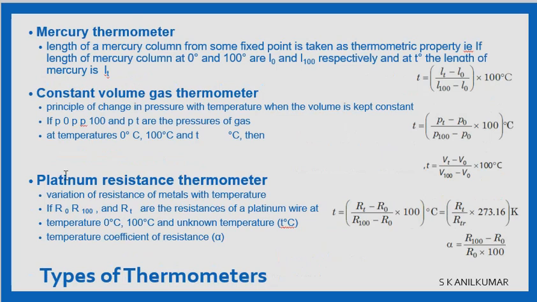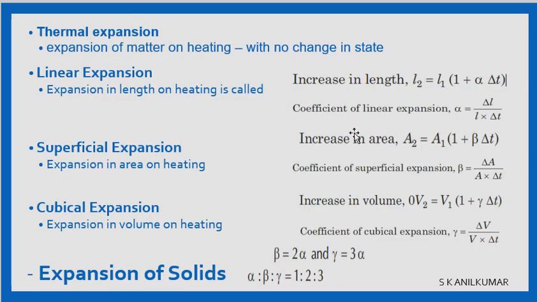We have seen the coefficient of resistance alpha is R100 minus R0 by R0 into 100. Coefficient of linear expansion is delta L by L into delta T. And then here we have 1 plus alpha into delta T, which will give you the increase in length from L1 to L2. Superficial expansion, that is the expansion of the area of the object. It is not length of the object, it is area. What is the formula? A2 equals A1, where A2 is the new area and A1 the old area, into 1 plus beta into delta T. What is beta?